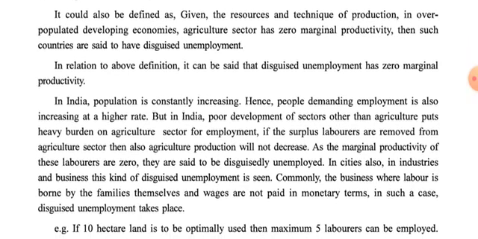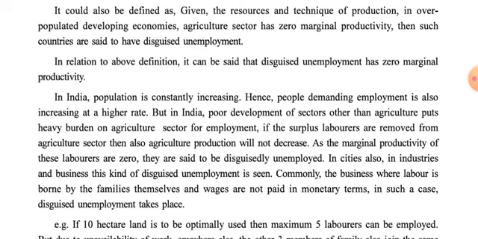It could also be defined as, given the resources and technique of production in overpopulated developing economies, agriculture sector has zero marginal productivity, then such countries are said to have disguised unemployment. In relation to the above definition, it can be said that disguised unemployment has zero marginal productivity. So now let us move forward.